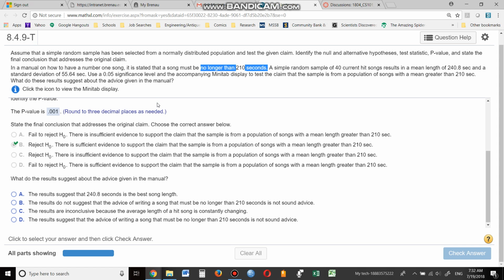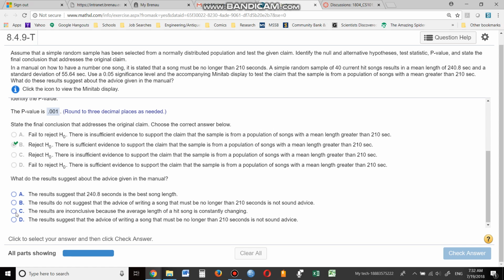So that means that in order to have a number one hit, you need to have a song that is relatively short. They looked at 40 hits and they found 240 seconds, which is longer than 210. So what that suggests is that the record producer, whoever this is, the manual, is actually incorrect, and that we have successfully refuted their statement.